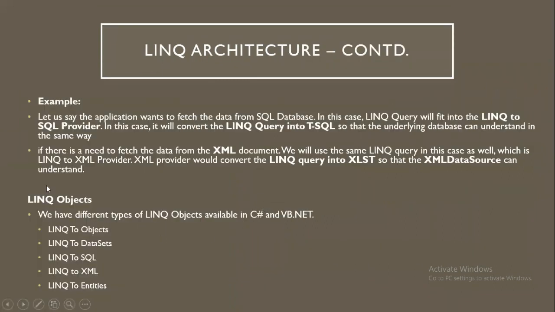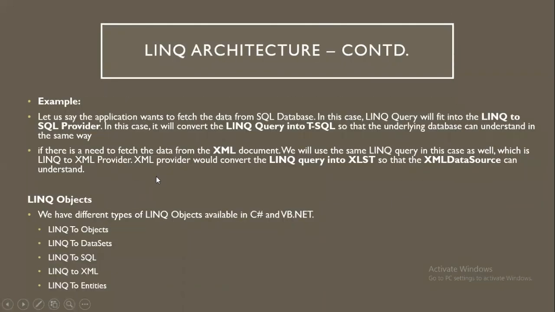Okay. If there is a need to fetch data from an XML document, we will use the LINQ query in this case as well, with the LINQ to XML provider. The XML provider would convert the LINQ query to XSLT. Extensible Stylesheet Language Transformations, XSLT, is basically used for querying an XML file, so that the XML data source can understand.